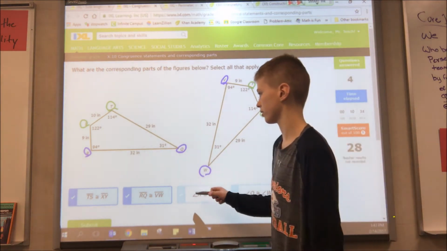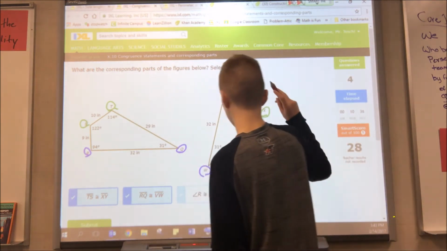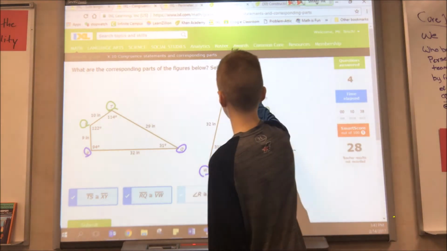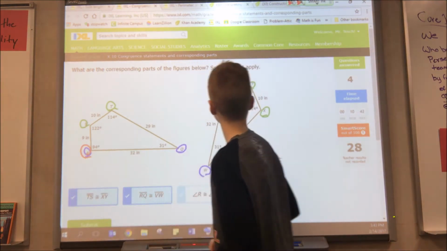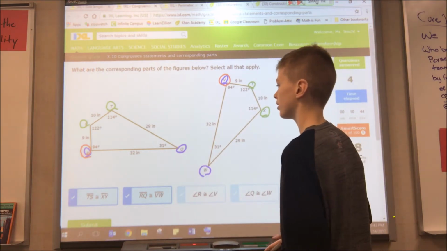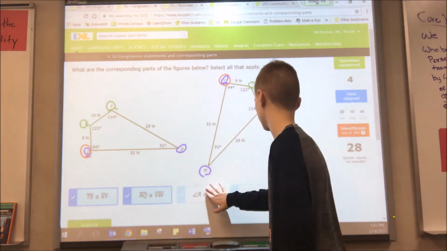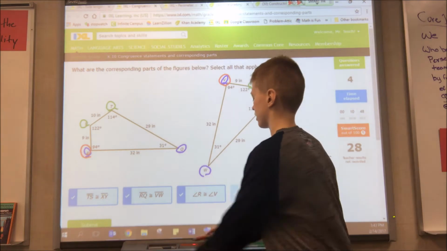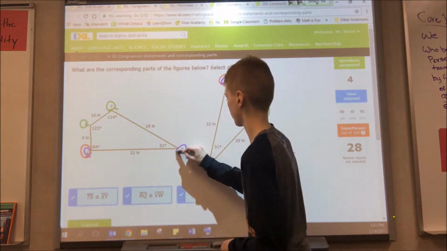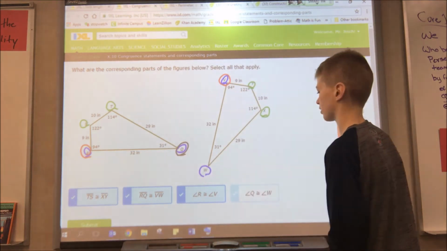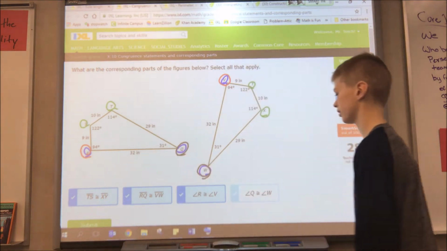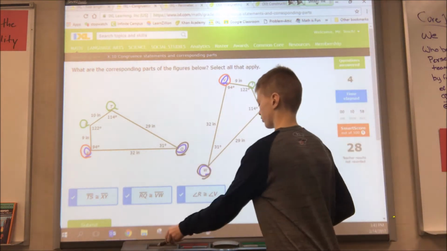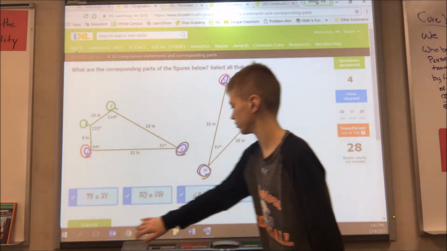Is R, the angle, equal to V, the angle? This is V. This is R. R is 92. V is 94, which would mean that is true. Is the angle Q equal to the angle W? Q is 31 and W is 31, which would make them all true.